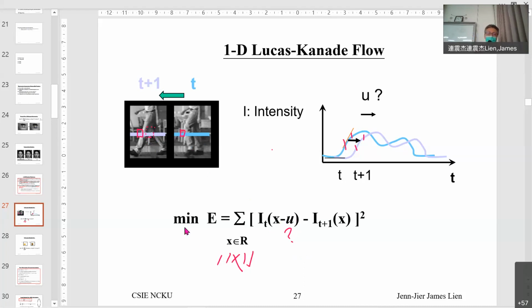So you want to minimize this error, right? Because the picture is the same. Small patch, 11 by 11. So it's a cost function or loss function, the same loss function. And you try to minimize the loss function in order to find u.